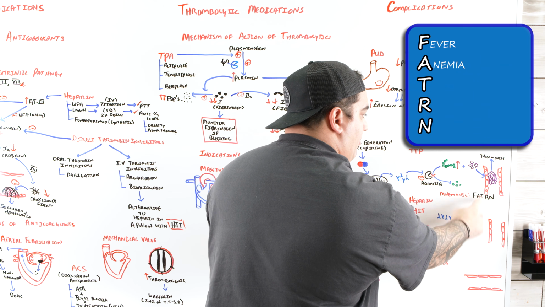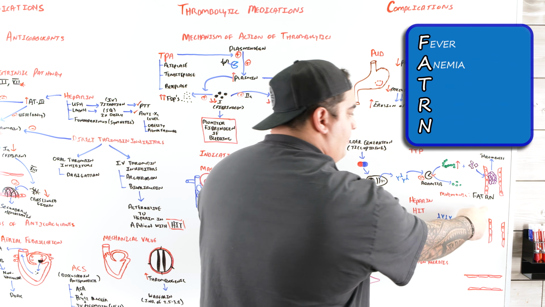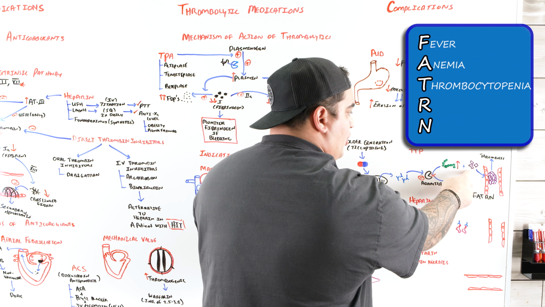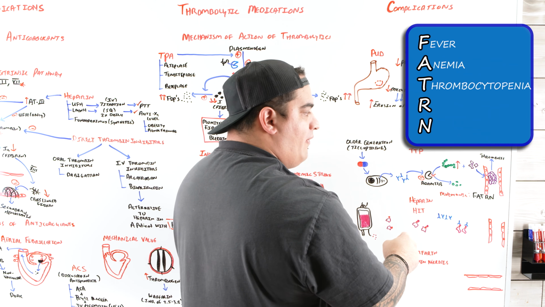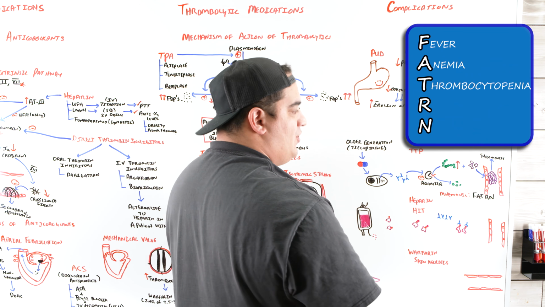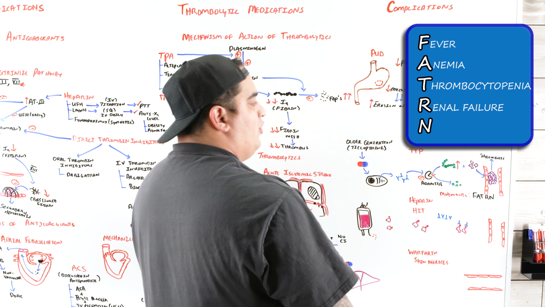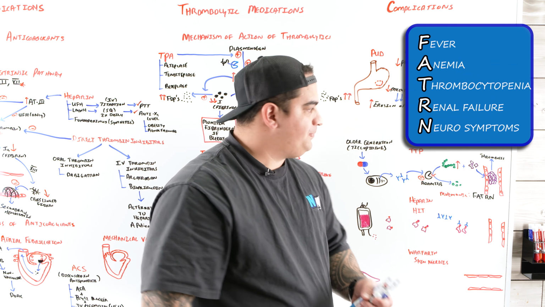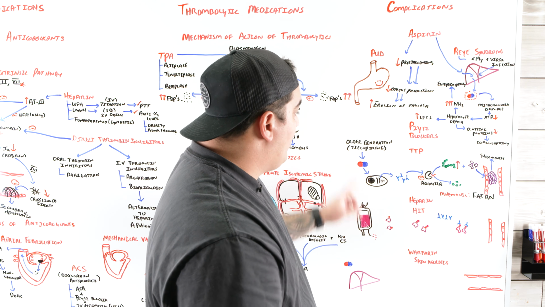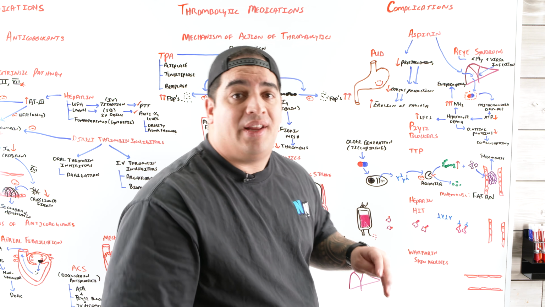A is for anemia because they consume the red blood cells as they run across that thrombus. T is thrombocytopenia because you consume the platelets to make more of that thrombus. R is because the thrombosis blocks the blood flow to the kidneys and you get renal failure. N because the thrombosis blocks the blood flow to the brain and you get neurological symptoms. All right? Big thing to remember is the ticlopidine. The other thing is that ticlopidine can actually cause suppression of your bone marrow. So watch out for neutropenia as well.